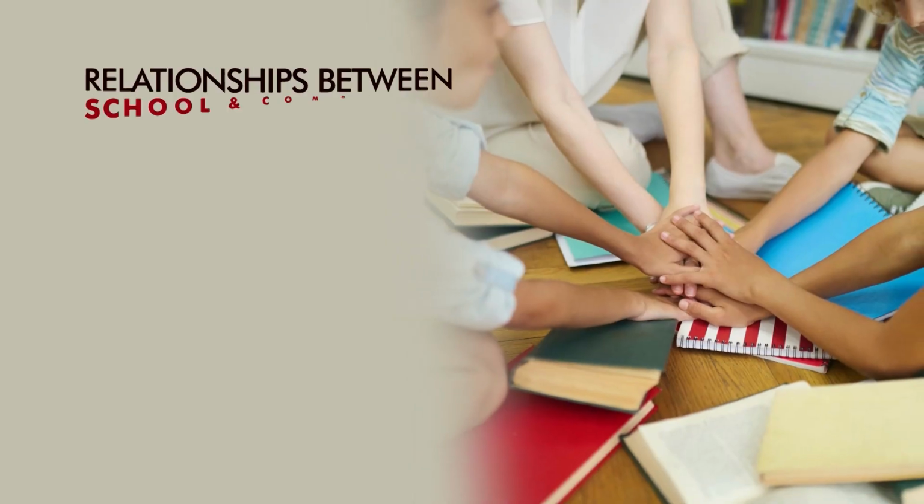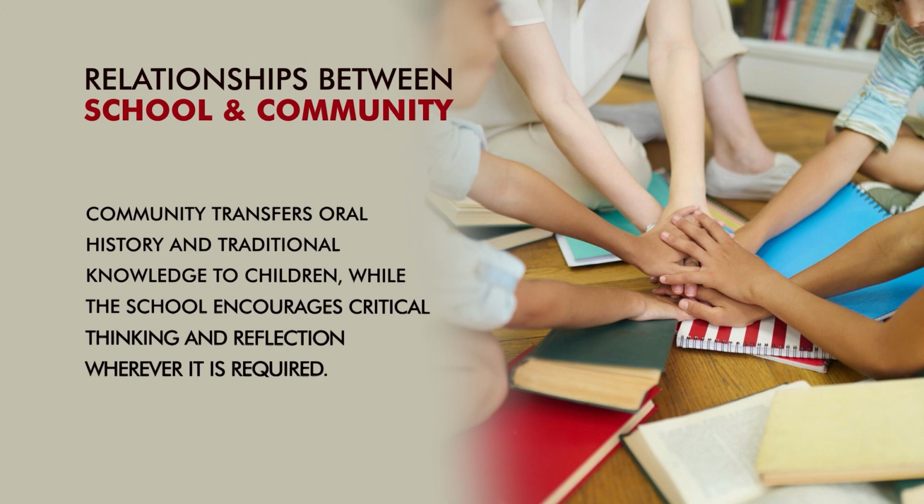And further, relationships between school and community. So how school and community are related with each other, how they work in a sense of togetherness. So let us focus upon how school and community are related and work for the development of each other. Community transfers oral history and traditional knowledge to children, while the school encourages critical thinking and reflection wherever it is required. Try to understand. So what does community do? Community transfers the oral history. Friends, we have learned many things. We have experienced many things about our culture, about our beliefs regarding our customs from the oral history. So who says the oral history?